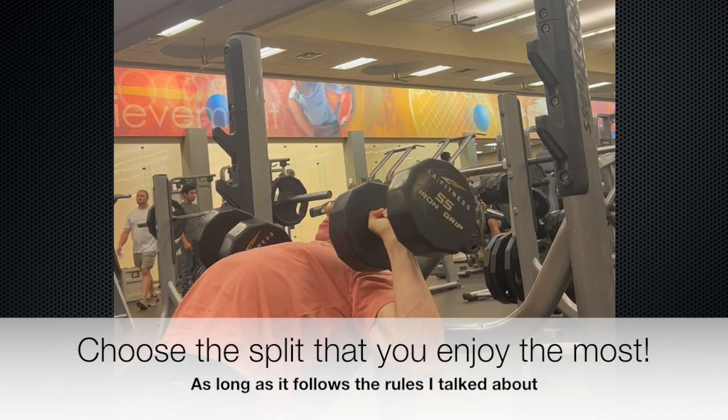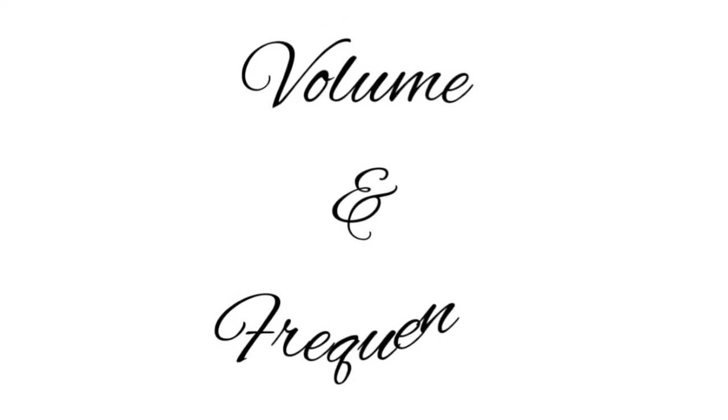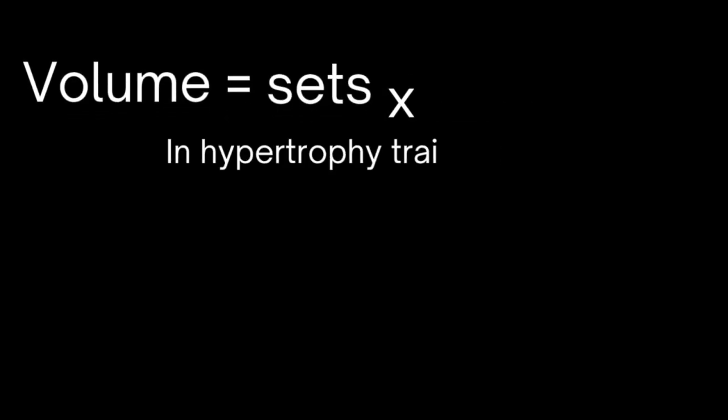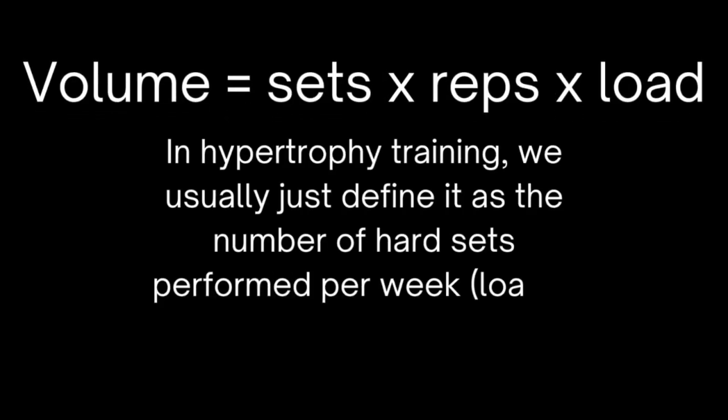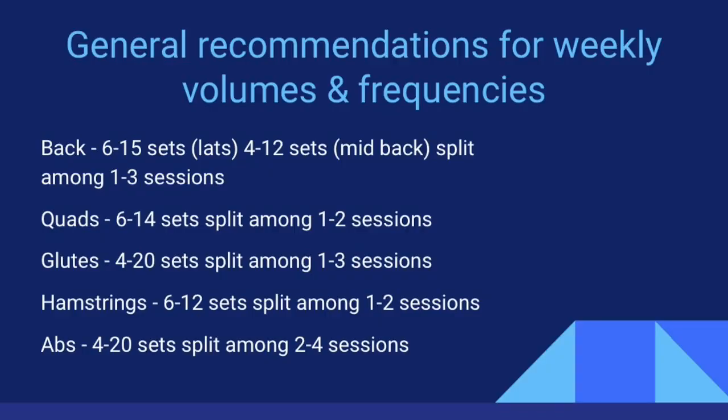Now let's move on to the next important point of creating a program: volume and frequency. Volume is defined as sets times reps times load, but typically in hypertrophy training, we just define it as the number of hard sets performed per week, since reps and load are inversely proportional when training close to failure. Here are some general recommendations for volume and frequency for different muscle groups.